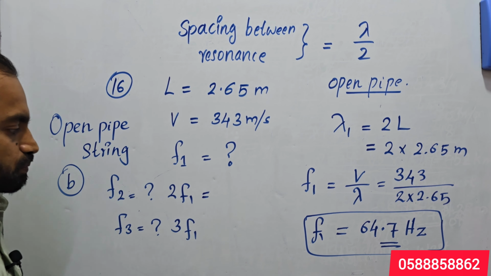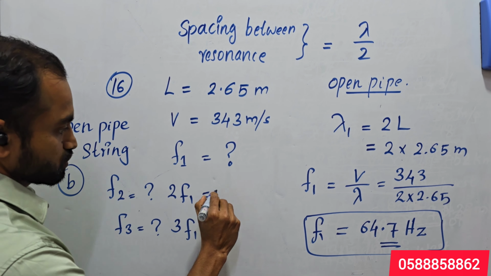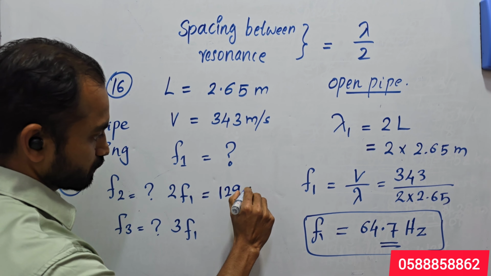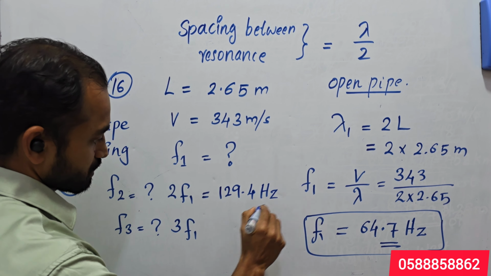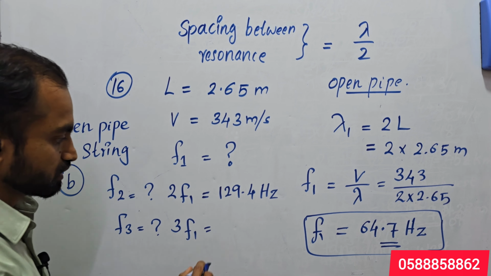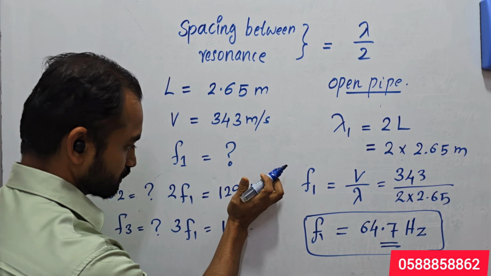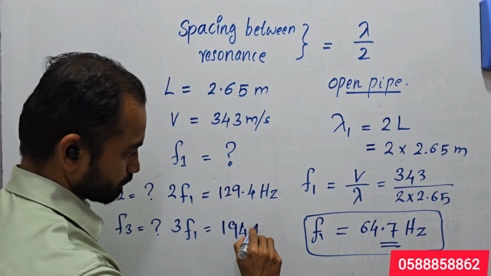So what is 2 multiplied F1? 2 multiplied 64.7. Yeah, 129.4, right? And the F3, 3 multiplied 64.7. 194.1. Okay.